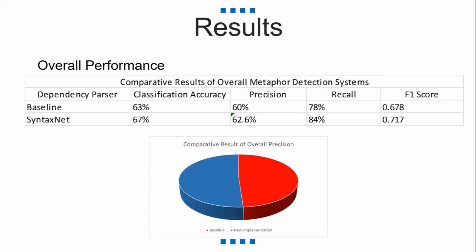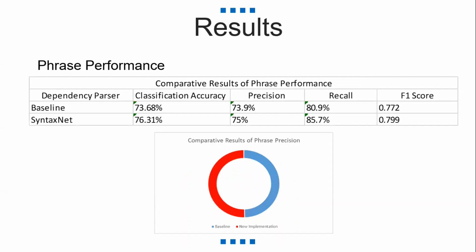So on to the results. The first result is the overall performance. The accuracy, precision, and recall in the newer implementation was higher than that of the baseline. Recall in this case means the amount of true metaphors and true literals that were picked out by our system, which was 84 as compared to 78. And the precision had a 2.6 increase over the baseline.